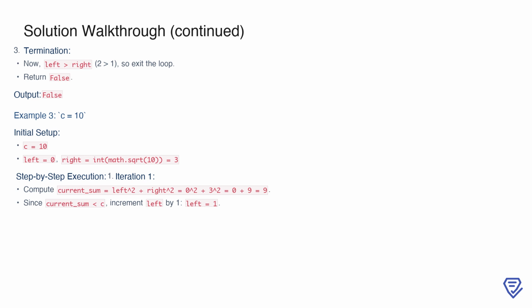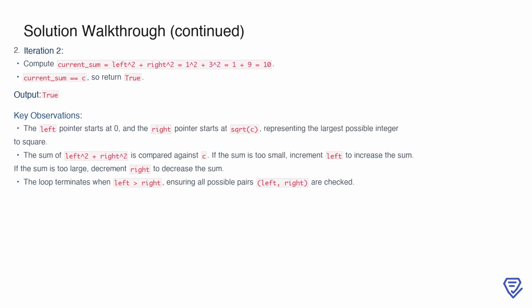This time, the left pointer starts at 0, and right is initialized to the integer square root of c, which is 3. In the first iteration, the sum of squares, left^2 plus right^2, equals 9. Since this is less than c, we increment left to explore the next pair of integers. In the second iteration, the sum of squares, left^2 plus right^2, equals 10, which matches the value of c. As we found two integers whose squares sum up to c, we return true.